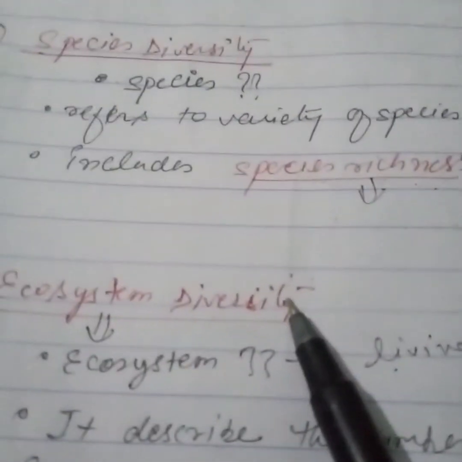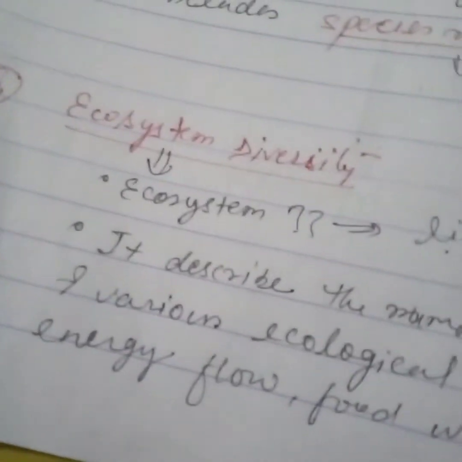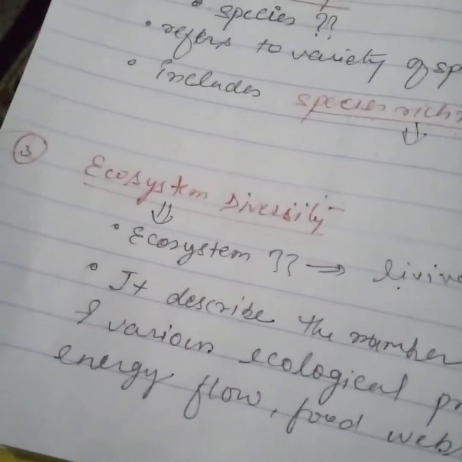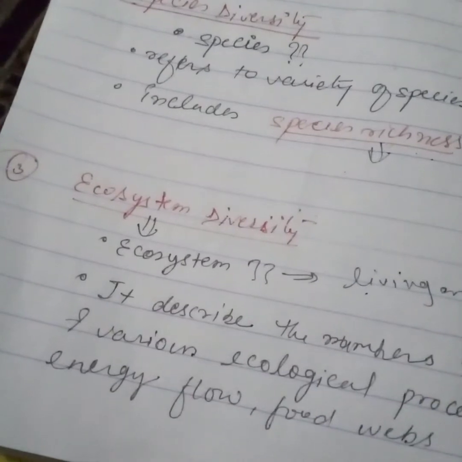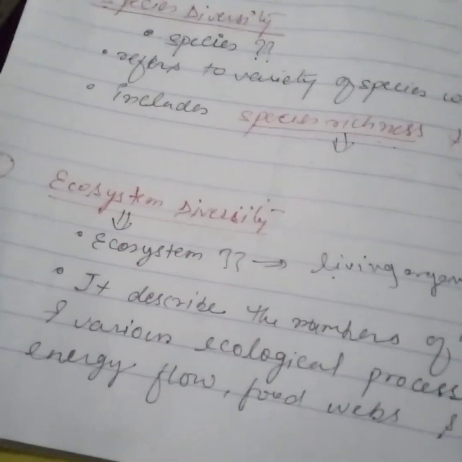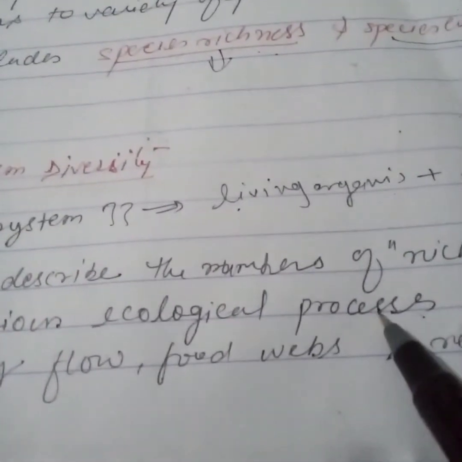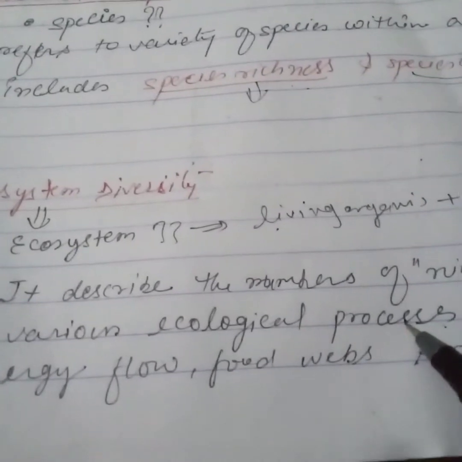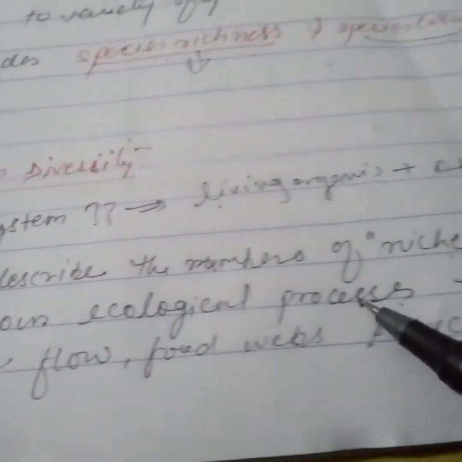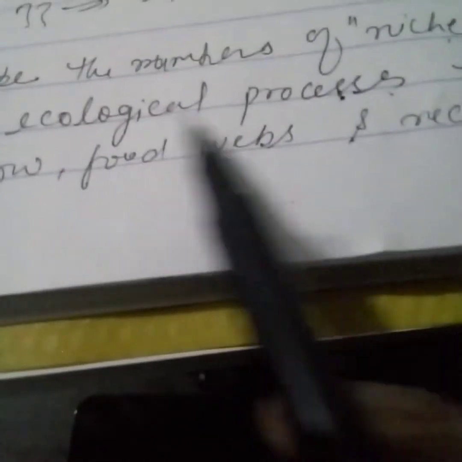Now come to ecosystem diversity. Ecosystem diversity is what? First of all, we know about the meaning of ecosystem. Ecosystem means a group of organisms, a group of species living together and continuously interacting with their abiotic factors. That is known as an ecosystem. Ecosystem describes the number of niches, trophic levels and various ecological processes. So what are the ecological processes? It includes nutrient recycling and biological cycling. These are the ecological processes, and they help sustain the energy flow, food web, and recycling of nutrients.